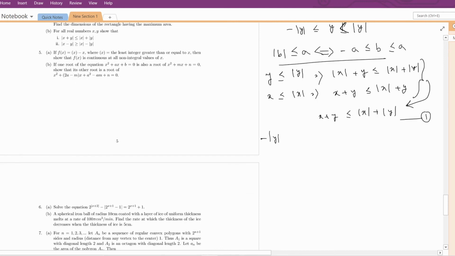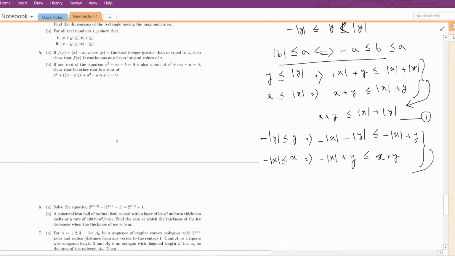Again for this, minus mod y is less than or equal to y. Now if we add minus mod x to both sides, then we get minus mod x minus mod y is less than or equal to minus mod x plus y, and again minus mod x is less than or equal to x. Then again if we add y to both sides, we get minus mod x plus y is less than or equal to x plus y.